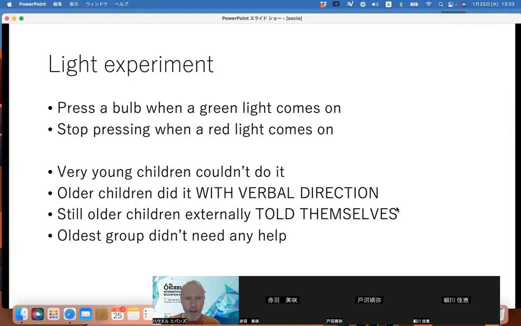So yeah, the oldest children don't need any help. They're already controlling everything internally. They can get the thought without being given the symbol. They've already internalized it. They've understood the game. They understand what they're supposed to do, and they don't need this help from outside or from their own words.